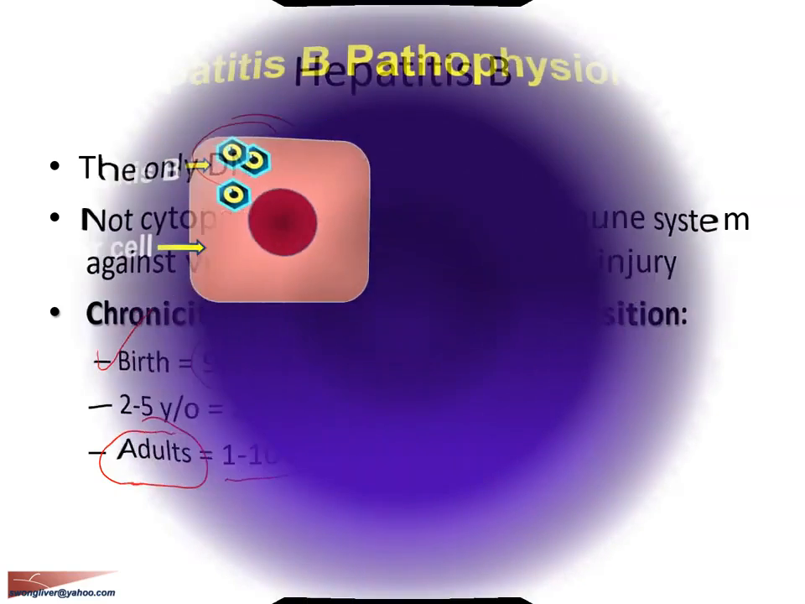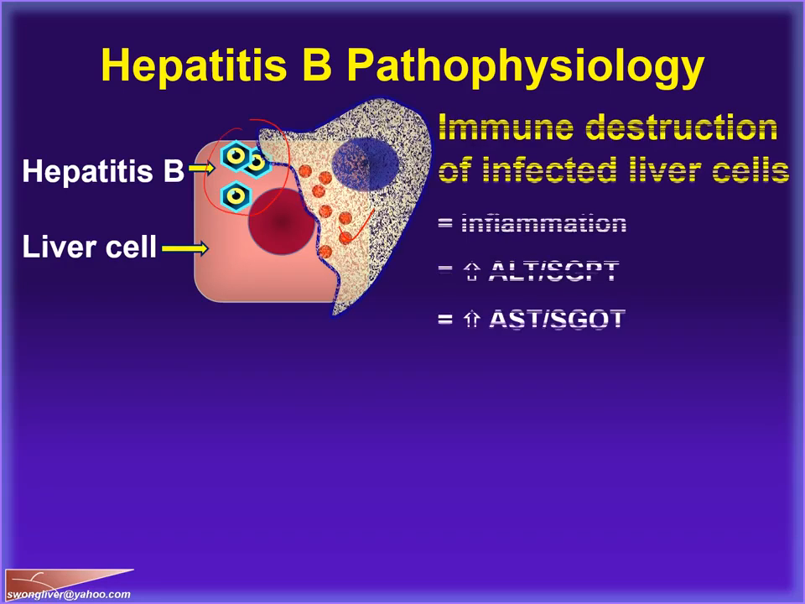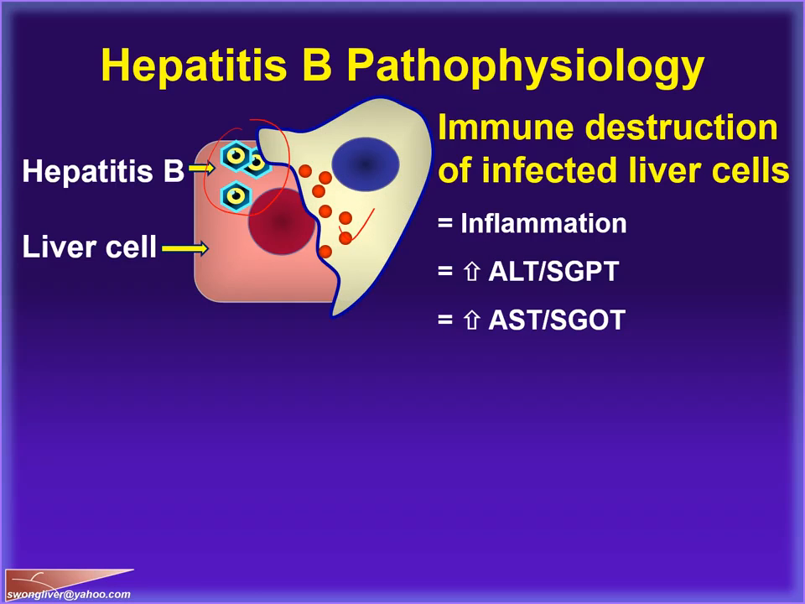Okay? All right. Now this cartoon is just to illustrate to you what happens inside your liver once you get hepatitis B. So this is your hepatocyte. These are the viruses, the hepatitis B virus. As I mentioned, the cause of inflammation in the liver is really the immune system. So if you have immune destruction of your infected liver cells, it destroys the hepatocytes. Since your ALT and AST are located inside your hepatocytes, then your ALT and AST will be increased in your serum.